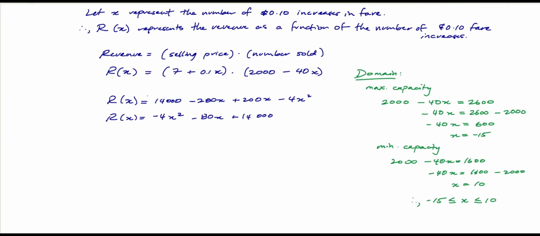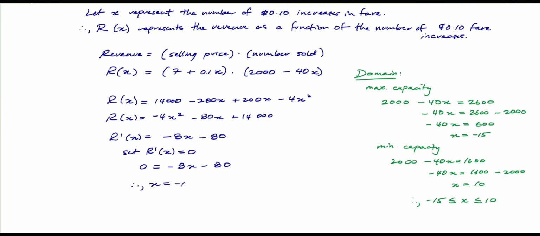So what we can do is we can use our calculus and find the first derivative, right? That'll help us find our critical point. So we get -8x minus 80 right here. Okay, and recall that in order to find the extrema, you set the derivative equal to 0. So 0 is equal to -8x minus 80, and I think you can piece it together. Therefore, x is equal to -10.